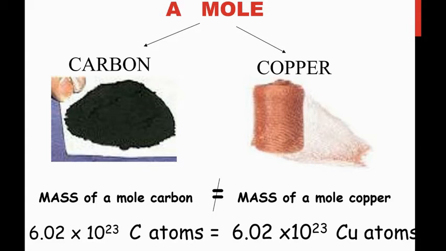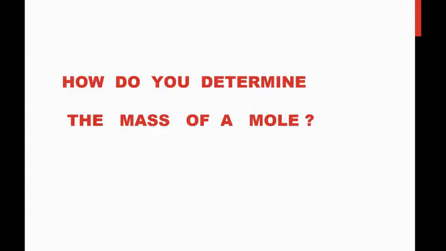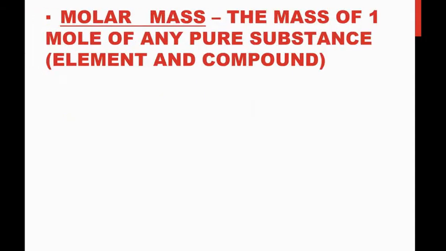So a mole has the same number, the same count, but it does not have the same mass. It's like saying, okay, count out a dozen cotton balls. Now count out a dozen pieces of lead. That lead is going to have a much higher mass, right? So in this case, a mole of copper has a much higher mass than a mole of carbon. So how do you determine the mass of a mole?